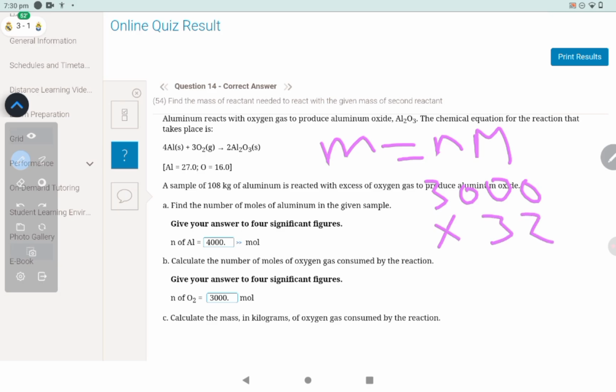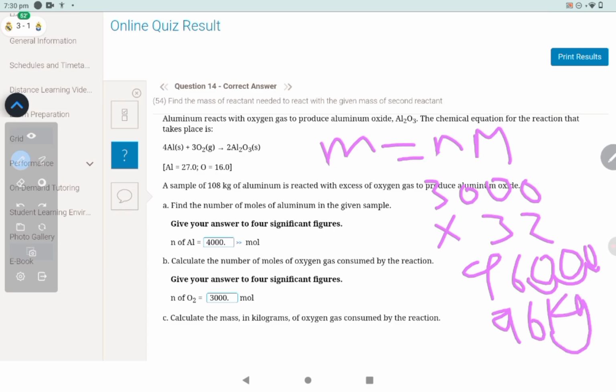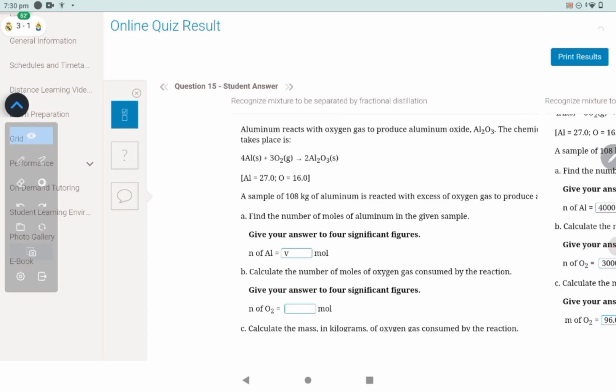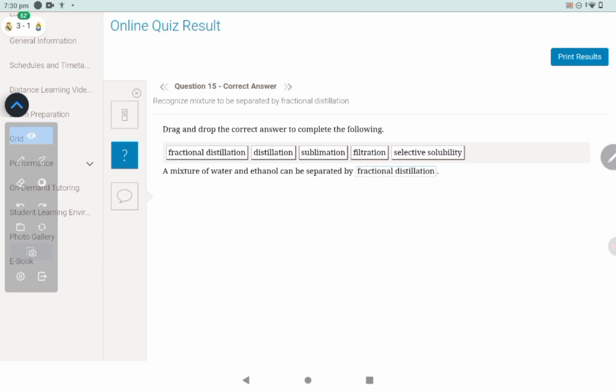So we have 3,000, which is the moles, multiplied by the molar mass, which is 32. So what do we get? We get 96,000. Now 96,000 is in grams, because that's how we found the moles, using grams, not kilograms. So to find in kilograms, you have to divide by 1000. So it goes 1, 2, 3, we get 96 kilogram. Yes, that's it.